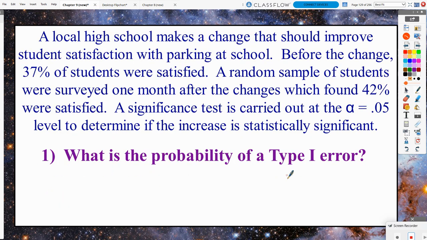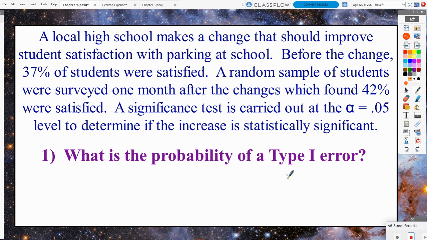All right, let's take a look at an example before we end out the video here. A local high school makes a change that should improve student satisfaction with parking at school. Before the change, 37% of students were satisfied. A random sample of students were surveyed 1 month after the changes, which found 42% were satisfied. A significance test is carried out at the alpha equals 0.05 level to determine if the increase is statistically significant.